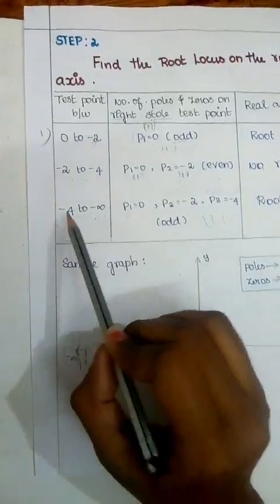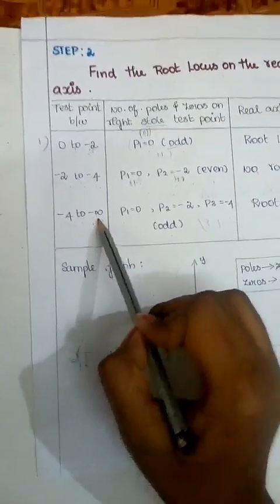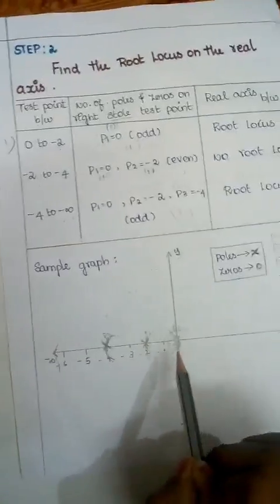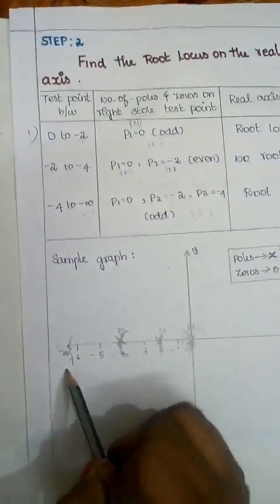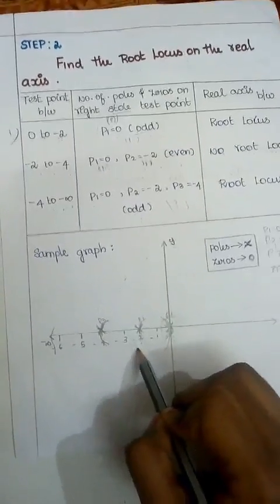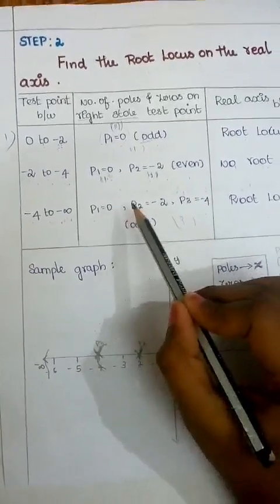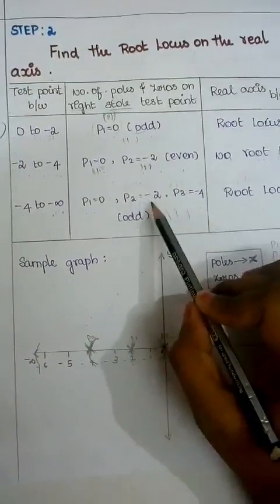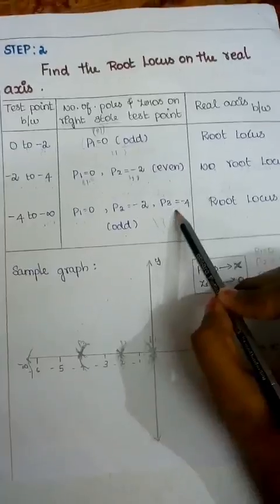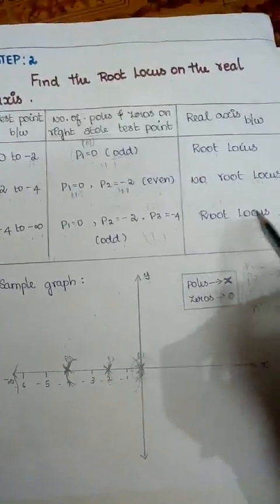And last, minus 4 to minus infinity. On the right hand side we saw minus 4, minus 2, 0, so it becomes p1 equal to 0, p2 equal to minus 2, p3 equal to minus 4. 3 is odd, so root locus is there.